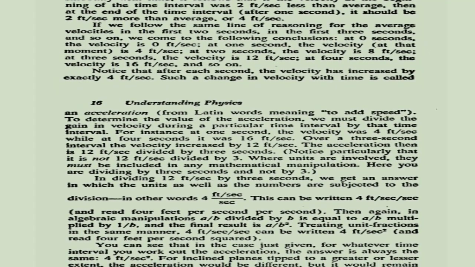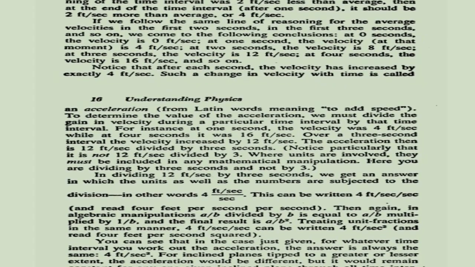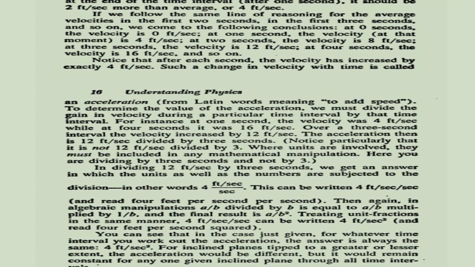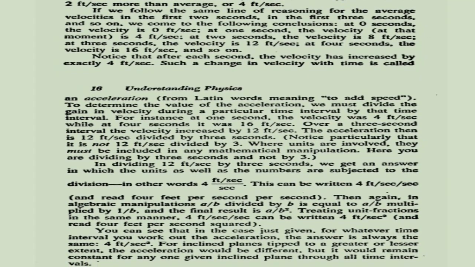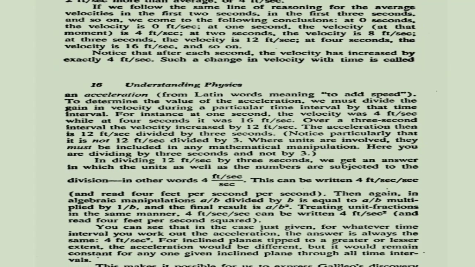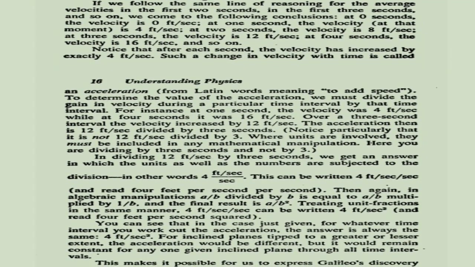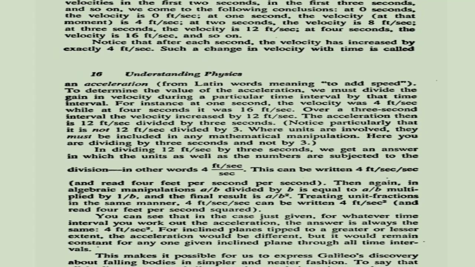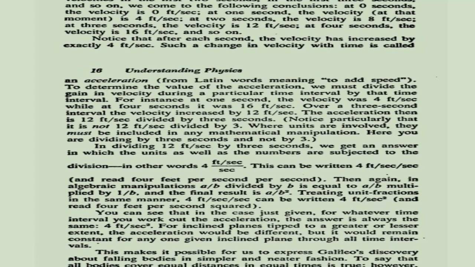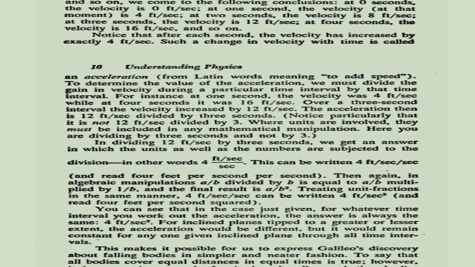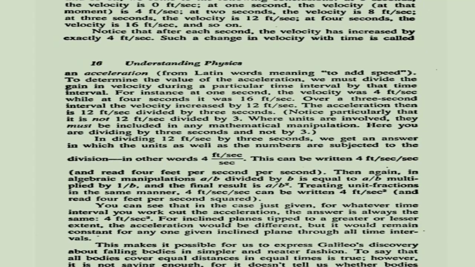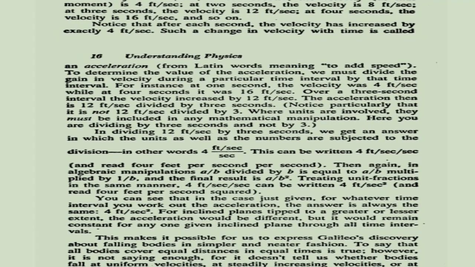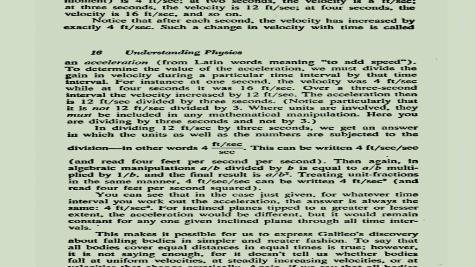To say that all bodies cover equal distances in equal times is true. However, it is not saying enough, for it doesn't tell us whether bodies fall at uniform velocities, at steadily increasing velocities, or at velocities that change erratically. Again, if we say that all bodies fall at equal velocities, we are not saying anything about how those velocities may change with time. What we can say now is that all bodies, regardless of weight, neglecting air resistance, roll down inclined planes or fall freely at equal and constant accelerations.